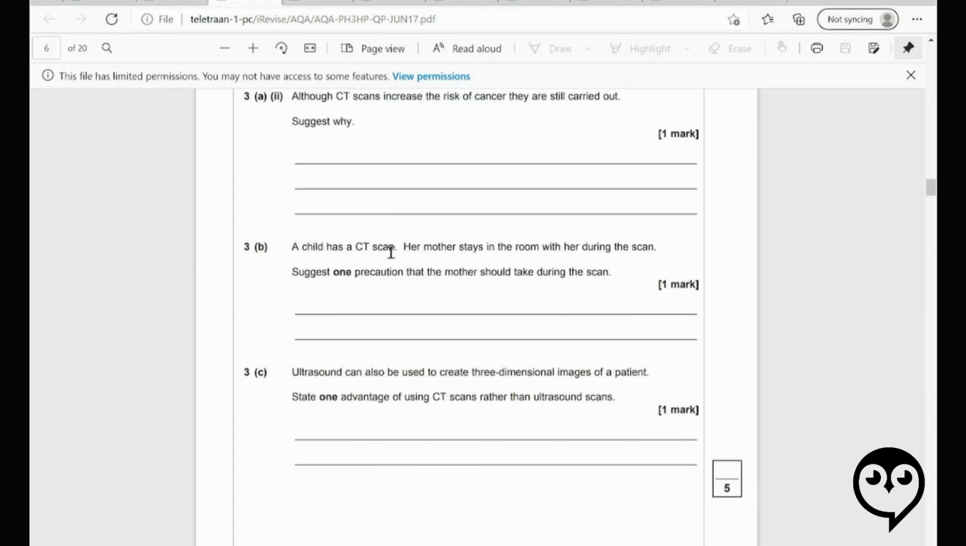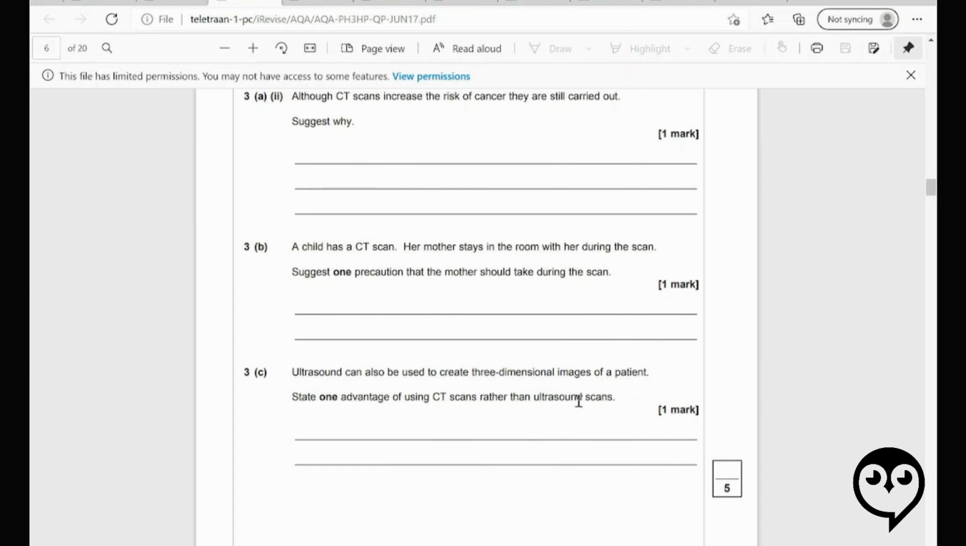Okay, a child has a CT scan. Her mother stays in the room during the scan. One precaution: put her behind a lead shield, some sort of metal shield, something to block her from getting exposed to any stray X-rays. Okay, ultrasound can be used to create 3-dimensional images. What's one advantage of using CT scans rather than ultrasound scans?